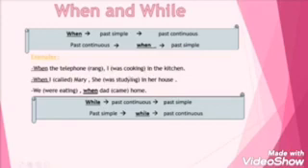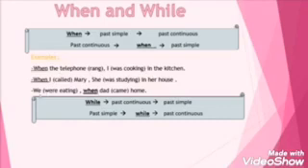The second example, when I called Mary, she was studying in her house. I called her. I had to interrupt her studying, right? I interrupted her. When I called Mary, she was studying in her house. Okay, so in the first two examples, when was at the beginning of the sentence and it was followed by the past simple. What if when is in the middle of the sentence?